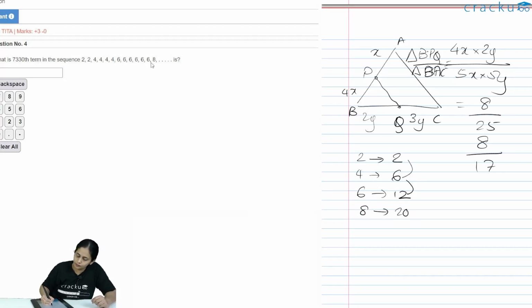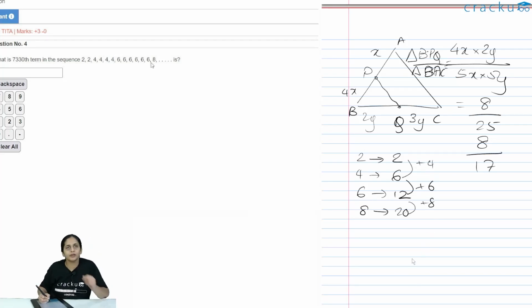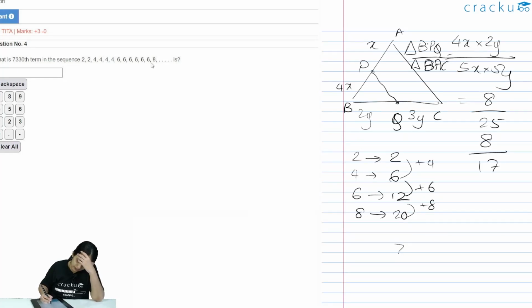So this is plus 4, this is plus 6, plus 8. So this is an AP. So how many terms will get to 733? This is an increasing arithmetic progression.